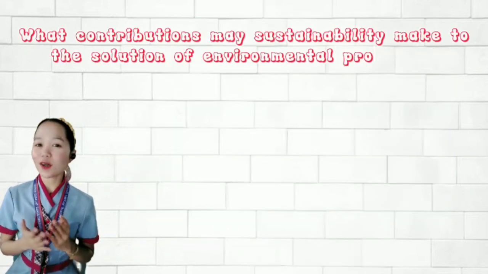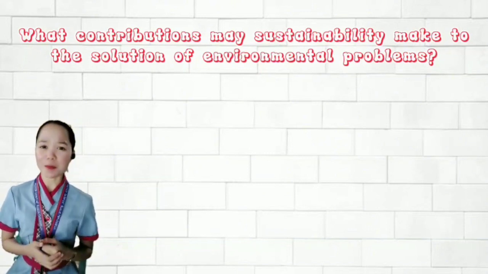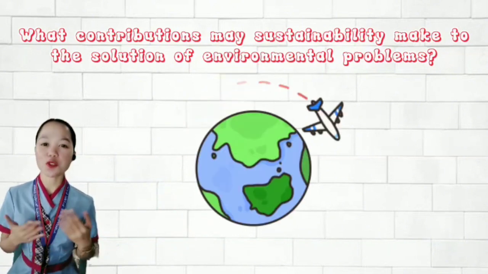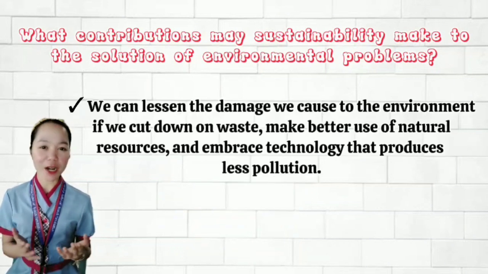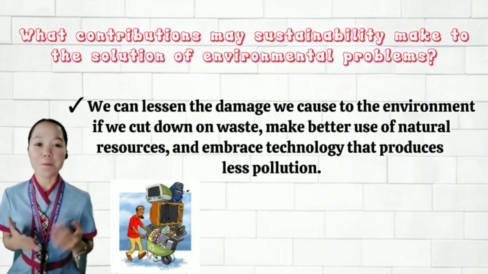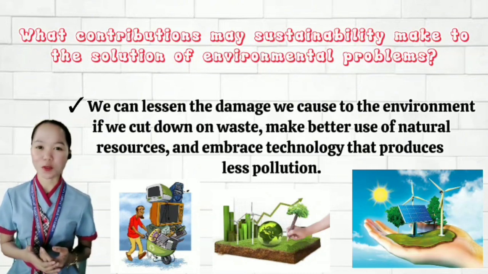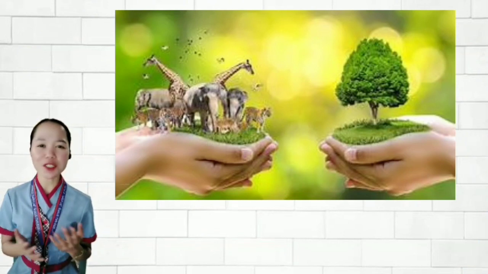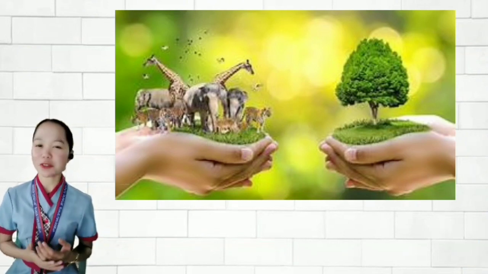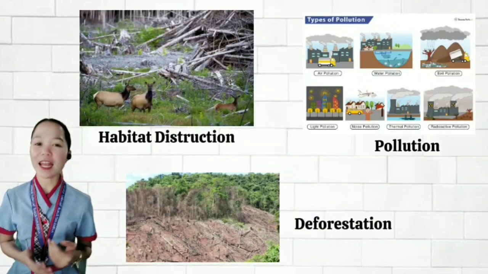Number 2, what contributions may sustainability make to the solution of environmental problems? The concept of sustainability takes an all-encompassing approach to solving environmental problems. We can lessen the damage we cause to the environment if we cut down on waste, make better use of natural resources, and embrace technology that produces less pollution. Additionally, sustainable practices motivate the preservation and restoration of ecosystems, which contributes to solving environmental issues such as habitat destruction, pollution, and deforestation.